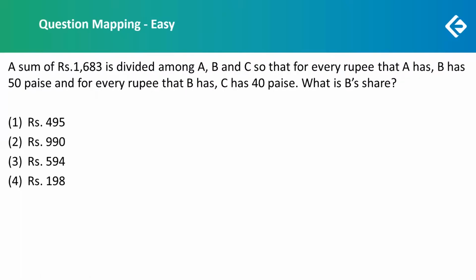Next, we had a basic question on ratio and proportion. It was given that for every rupee A has, B has 50 paisa. For every rupee that B has, C has 40 paisa. So therefore, we could have found out the ratio of the money with A, B, and C, and therefore found out that out of 1683, what would have been B's share.